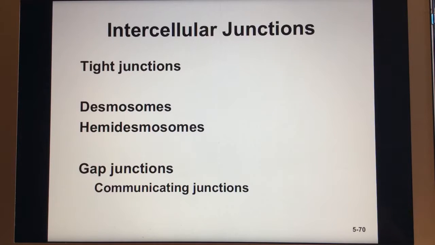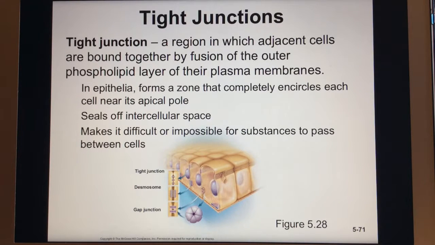So intracellular junctions are when two cells are next to each other in that space where they meet. We're going to look at three different types. A tight junction is where adjacent cells are bound together by fusion of their plasma membranes. So we know that the cell membrane is two layers of lipids, and when the outer layer of lipids of two cells are fused together, that's called a tight junction. It seals off that intercellular space, and it makes it impossible or difficult for substances to move in between cells.